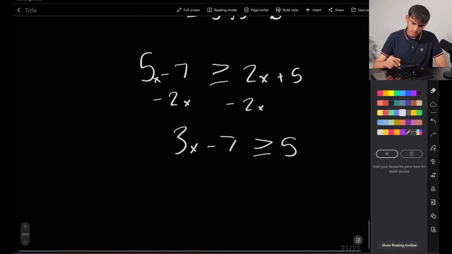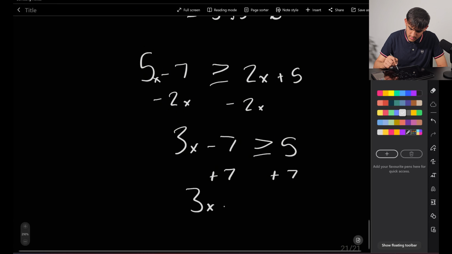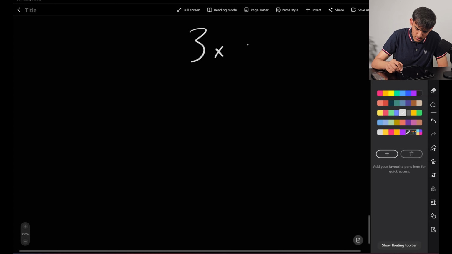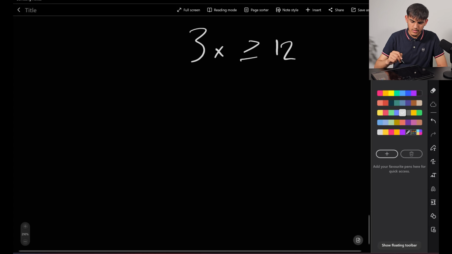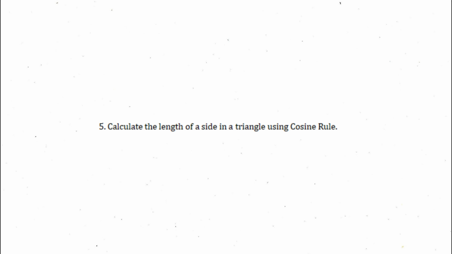Now what we'll do is we'll plus 7 to get that 3x on its own, plus 7. So 5 plus 7 equals 12. So now the new inequality, 3x is greater than or equal to 12. Now, to get x on its own, we have to do divided by 3 on both sides. So if we do that, 12 divided by 3 equals 4. So x is greater than or equal to 4. So question 5 asks us to calculate the length of a side in a triangle using the cosine rule.